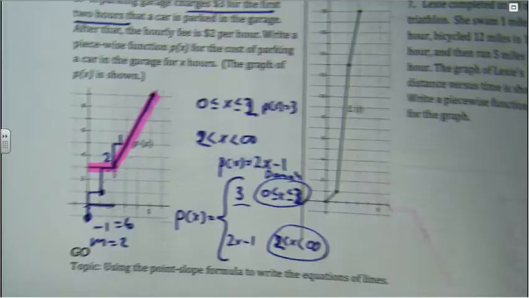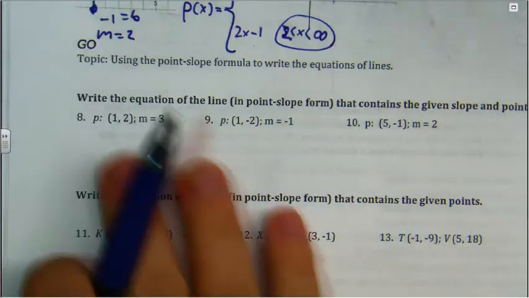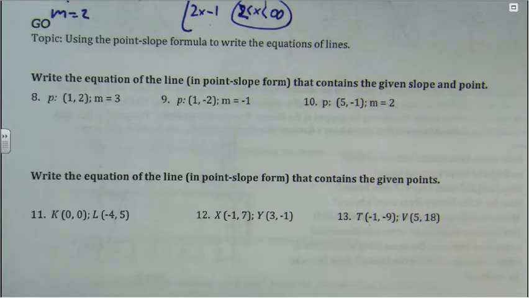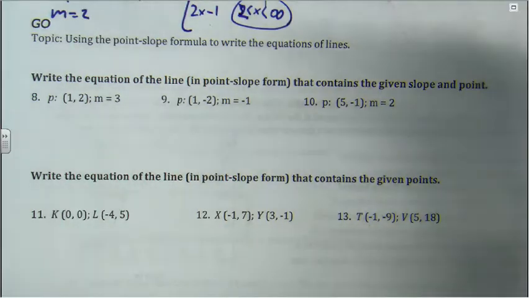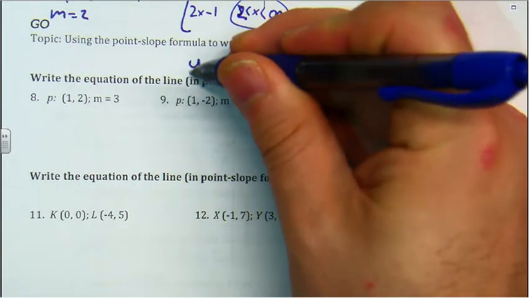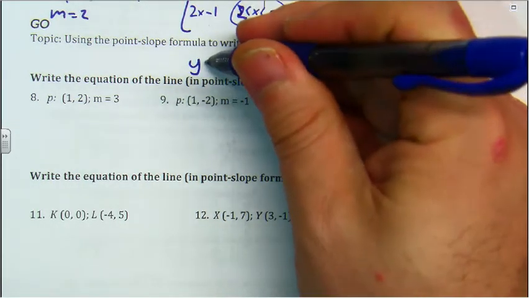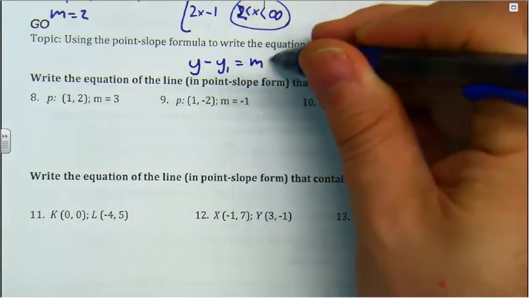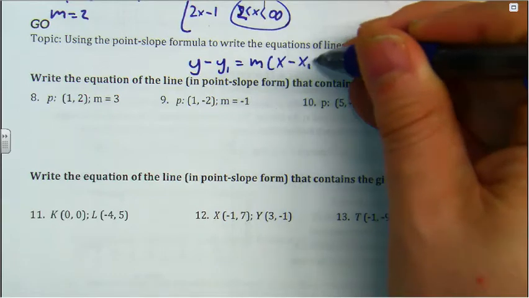Next, it wants us to write equations in point-slope form. And so for this, it's going to be important to know what point-slope form is. Point-slope form is going to be y minus y1 equals m times x minus x1.